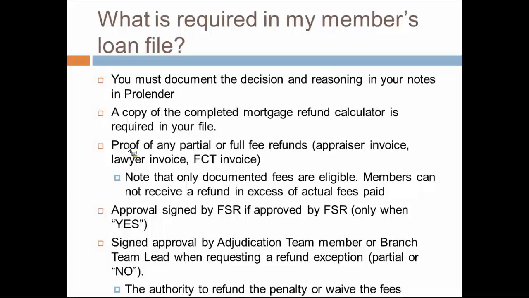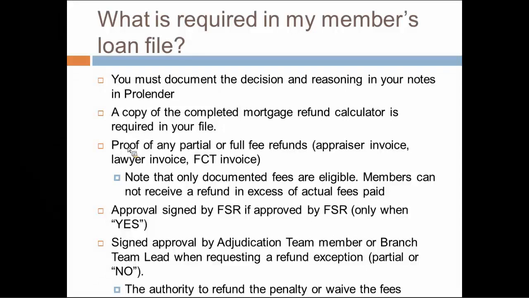A copy of the completed mortgage refund calculator is required in your file. Proof of any partial or full fee refunds. So we do require proof of the refunds. So for example, an appraiser invoice, lawyer invoice, or the First Canadian Title invoice that you would receive from CLA. Note that only documented fees are eligible. Members cannot receive a refund in excess of actual fees paid. Approval signed by FSR if approved by the FSR, only when yes. Signed approval by adjudication team member or branch team lead when requesting a refund exception.